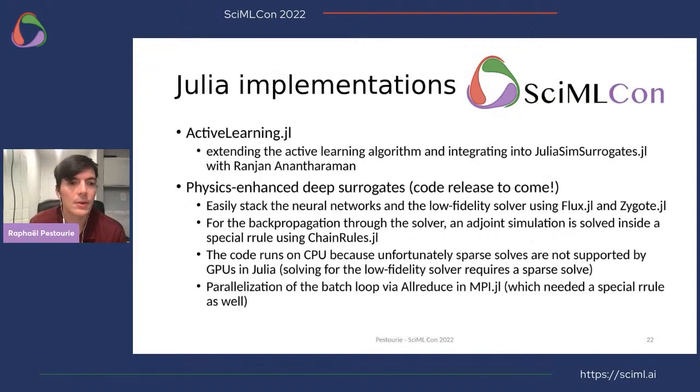I wanted to talk about these projects, which are now both fully implemented in Julia. The active learning project, we're currently extending this active learning algorithm with Ranjan and integrating it into Julia SimCircuit.jl. And for the physics-enhanced deep surrogate, I'm going to release the code soon. It's currently not really open source ready.